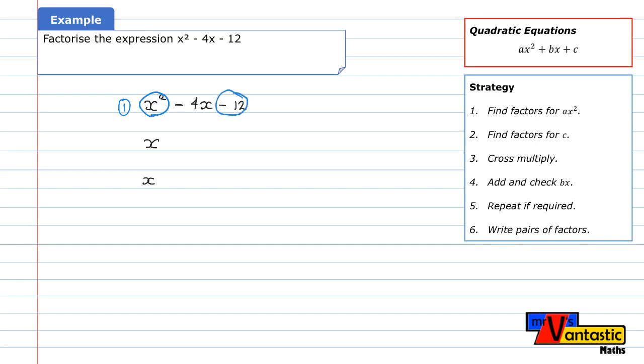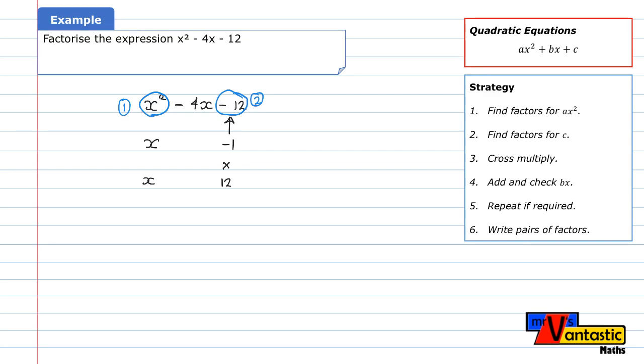Now here's where we're going to have to do a little bit of trial and error. We're going to cycle through the next couple of steps. So let's just start somewhere. We'll start with -1 and 12. Remember, these need to multiply to make this term.